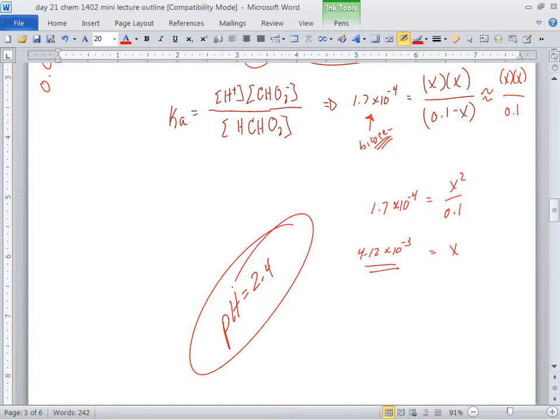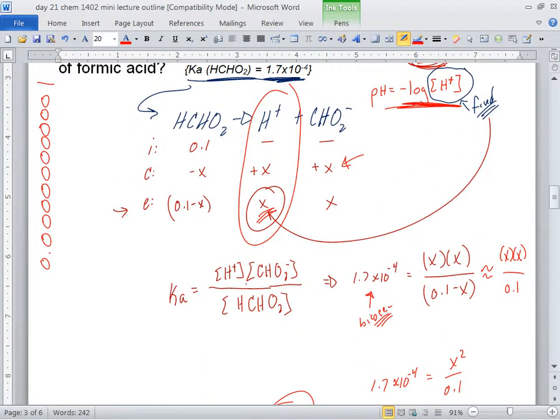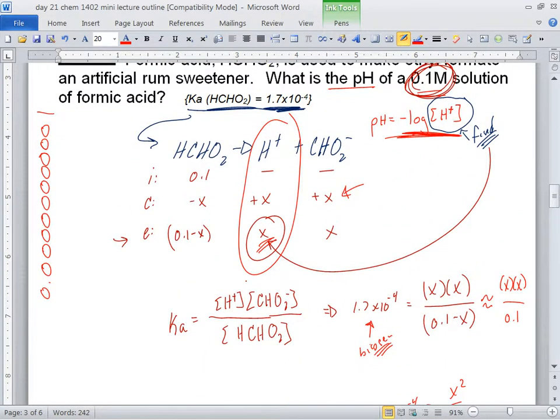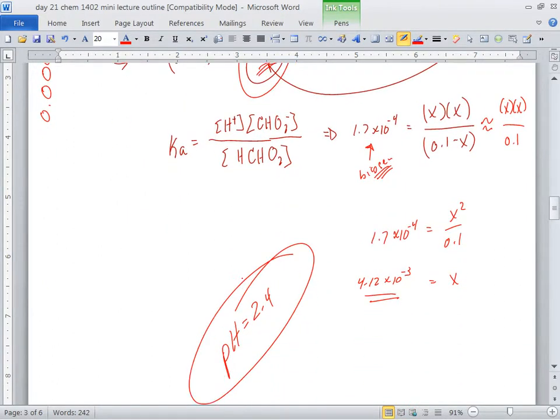Okay. So doesn't this sound nice? It's better than the alternative. Now you don't have to do this trick. You can do the full quadratic formula, follow it through, and you will get the exact answer. It might be 2.398 or something. It's going to be really, really close to this. Or it's going to be 2.40001 or something.